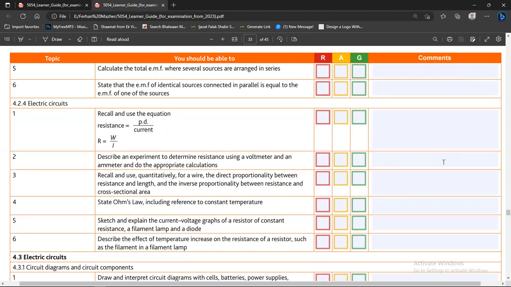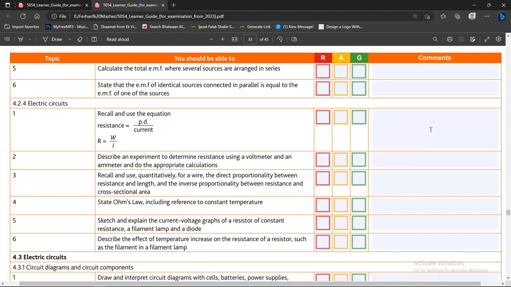Electric circuits. Recall and use the equation: resistance is equal to potential difference divided by current, R equals V divided by I. Describe an experiment to determine resistance using a voltmeter and ammeter and do the appropriate calculations.